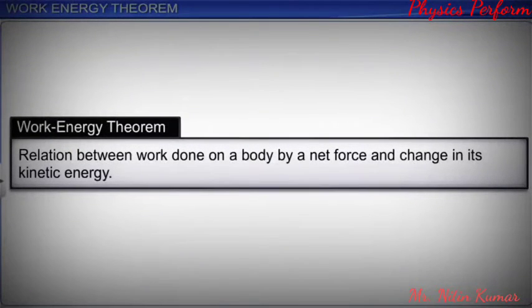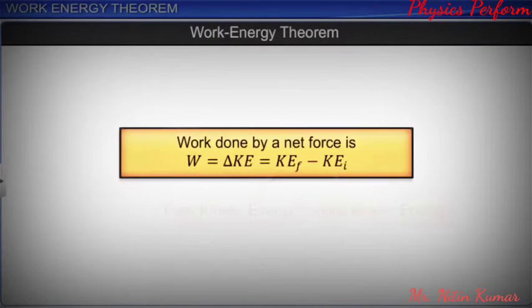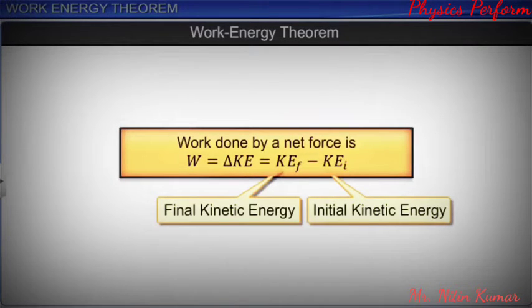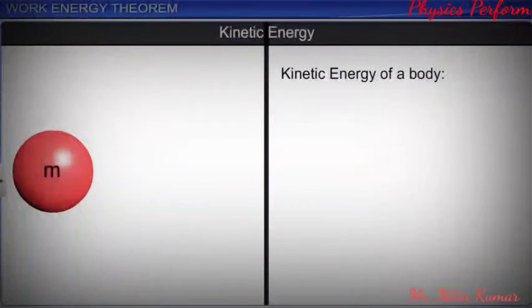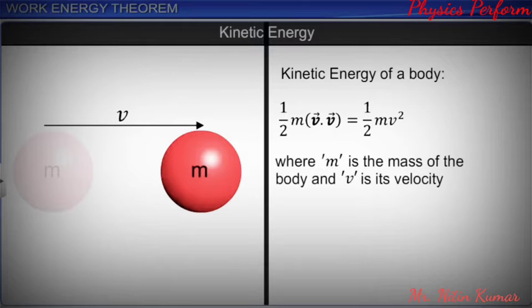Now you will learn about the relationship between work done on a body by a net force and the change in its kinetic energy by using the work energy theorem. According to the work energy theorem, the work done by a net force on an object is equal to the change in its kinetic energy. We know that the kinetic energy of a body of mass m moving with a velocity v is equal to half m v square.